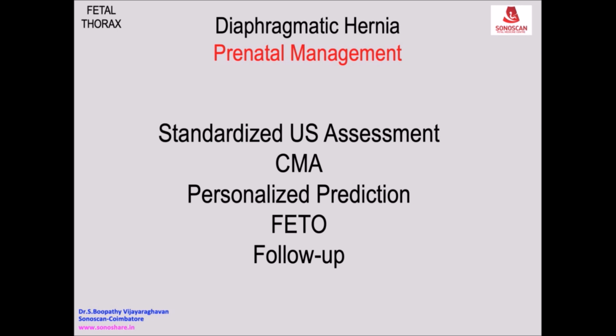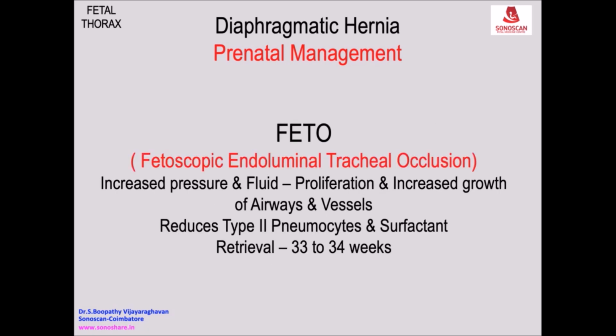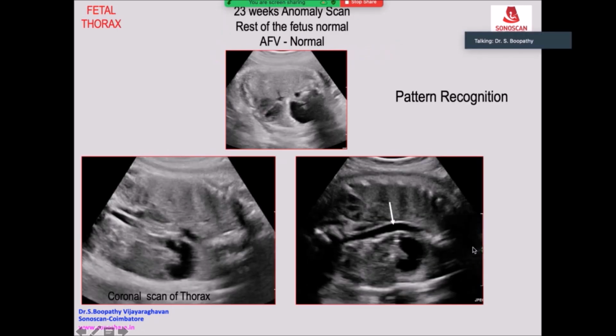Prenatal management of diaphragmatic hernia involves standardized ultrasound assessment with the observed to expected lung head ratio, and the procedure, that is fetoscopic endoluminal tracheal occlusion, by which the trachea is occluded in a case of diaphragmatic hernia. Aorta. So aorta is not arched like this. Descending aorta is always straight, as seen here.